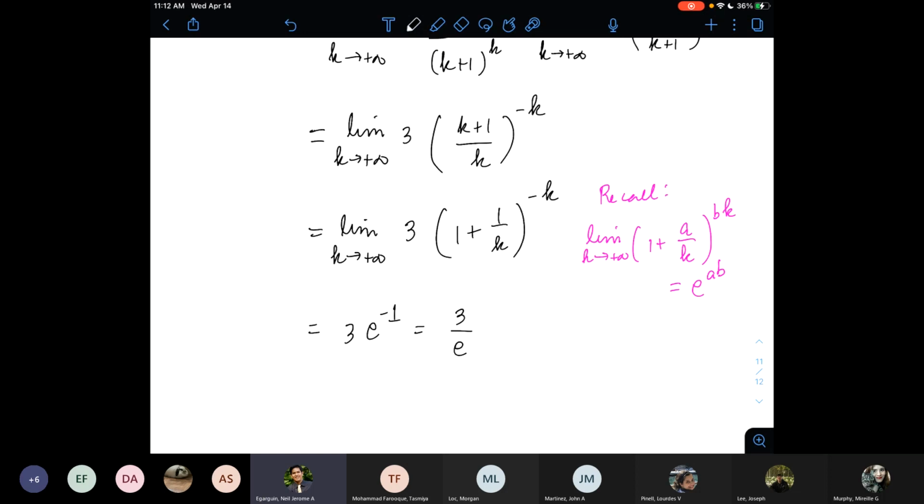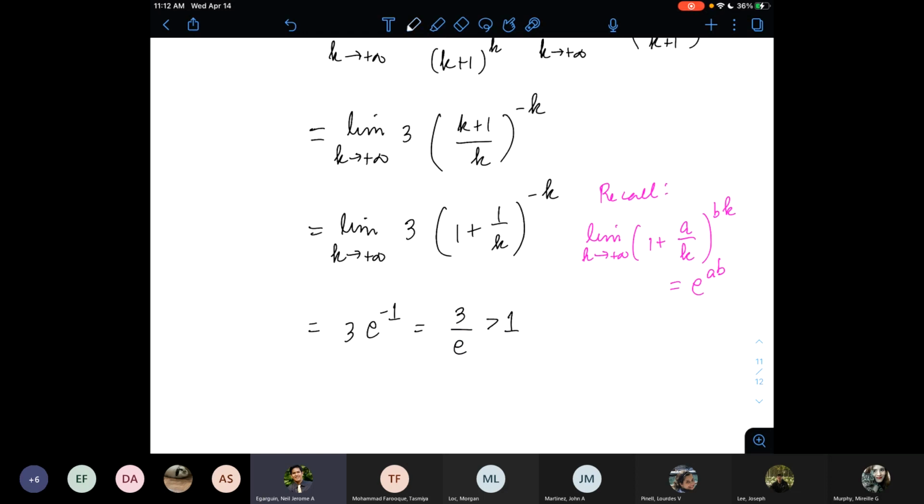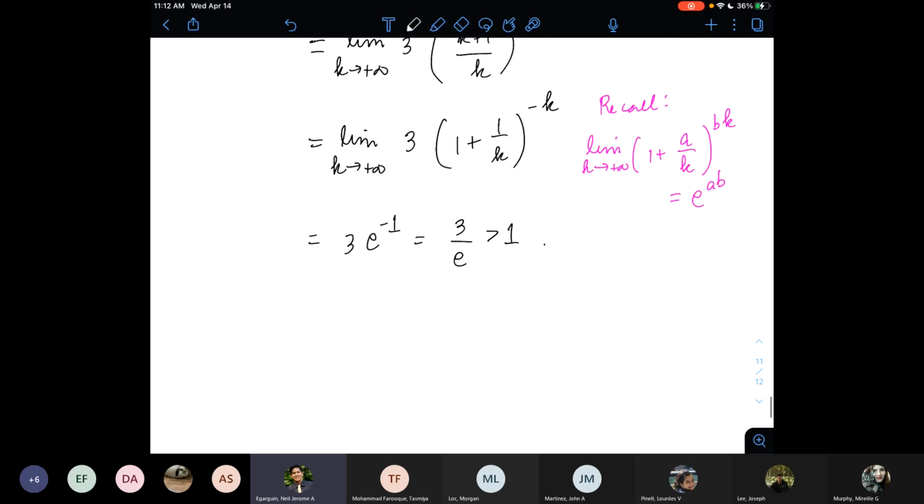At this particular point, we found the limit. It's 3 over e for the ratio. And remember that e is 2.71 something. So the denominator is smaller than the numerator. That means this is greater than 1. So by the ratio test, the given series diverges.